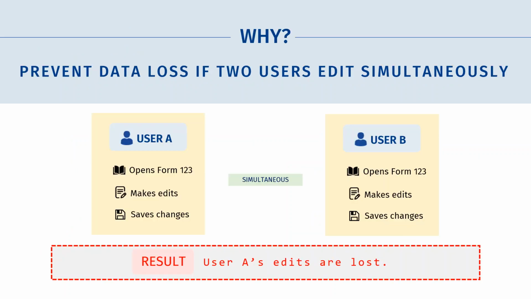Obviously today, if you have two users, this is the scenario that we're in. They open the same form, they make some edits to it, and they save changes. And depending on who saves the changes last, that person ends up overwriting the other person. So this is a big issue today.